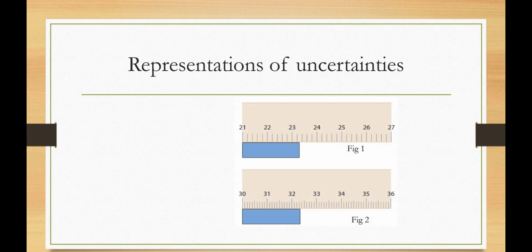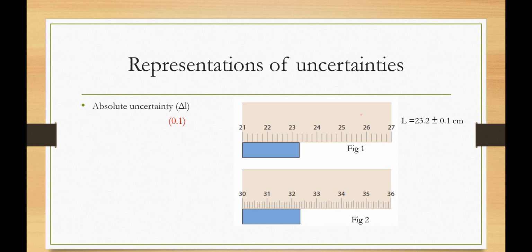Figure 1 shows the piece of paper being measured whose length is 23.2 centimeter. It's an analog device. Therefore, uncertainty will be equal to half the least count. In this case, the least count is 0.2 centimeter. So, uncertainty will be 0.1 centimeter. This is what we call absolute uncertainty.